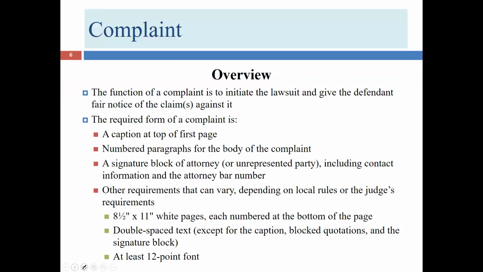So let's consider what the complaint is about and what are its requirements. So as I said before, the function of it is to initiate or to begin the lawsuit. That's, of course, what the plaintiff is trying to make sure happens. But there is a duty on the plaintiff, and that is also to give the defendant fair notice so that he knows or she knows what he or she needs to do to respond to the allegations.